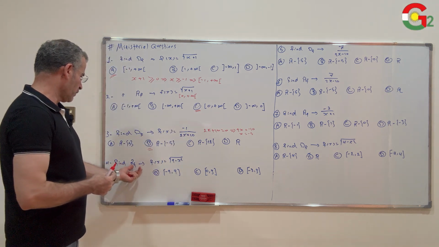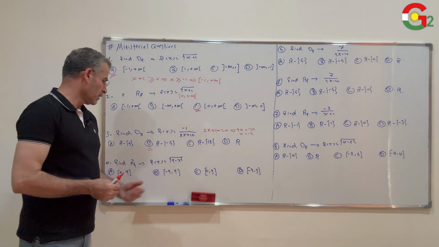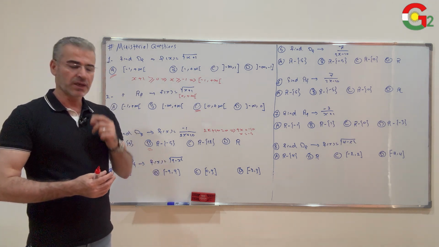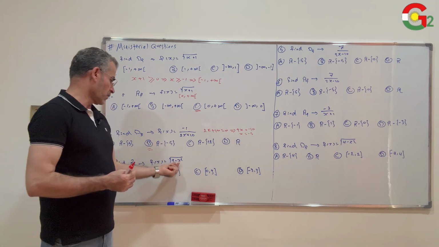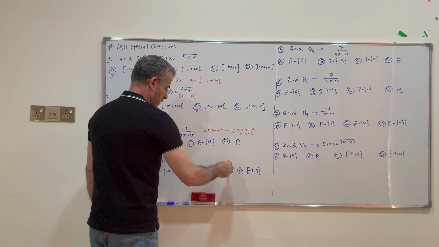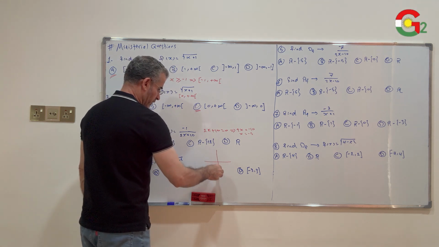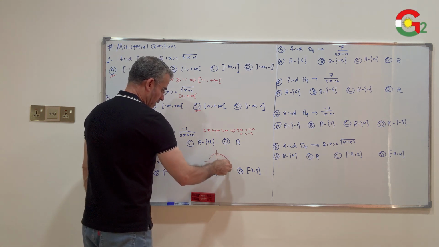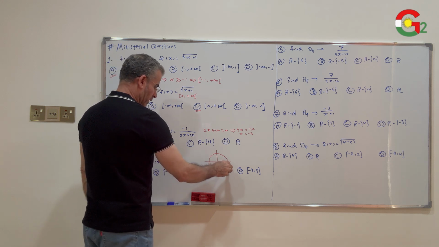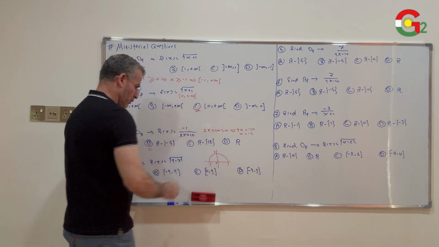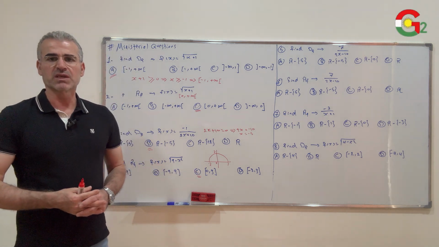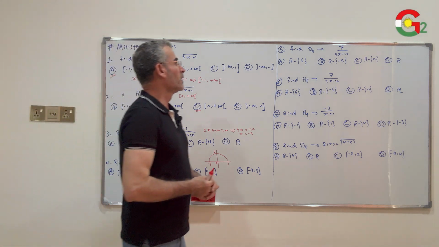Find the range of f where f of x equals the square root of 9 minus x squared. If under the square root I have a constant minus x squared, then the graph of this function is a half circle with domain from -3 to 3 and range from 0 to 3. Then choice number C is the right choice.